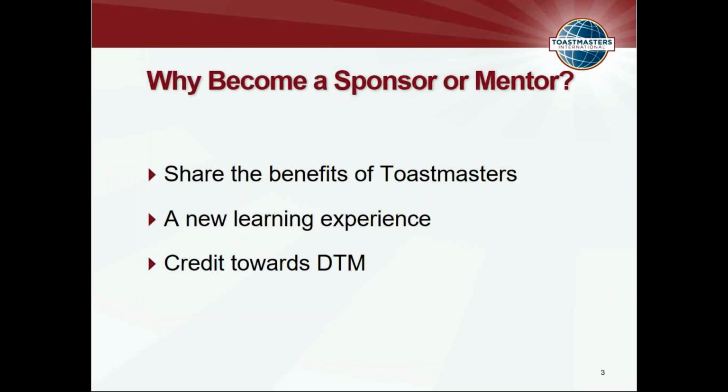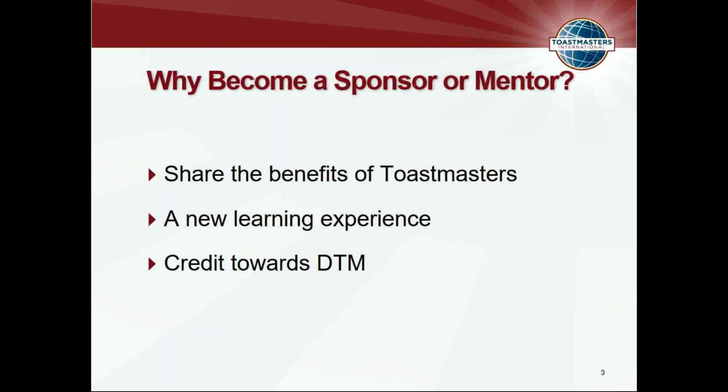Okay. Briefly, I'll move on to a couple of the key points on why someone should become a sponsor or a mentor. It's a way of giving back to Toastmasters. It's a way of sharing what you've experienced in Toastmasters with other people who may have a similar need. Share the benefits of Toastmasters. Working with a new club and a new group of people is also a new learning experience for both the club and for the sponsors and mentors. And probably the main reason that people initially look at sponsors and mentorship is the credit you receive towards your Distinguished Toastmaster Award.